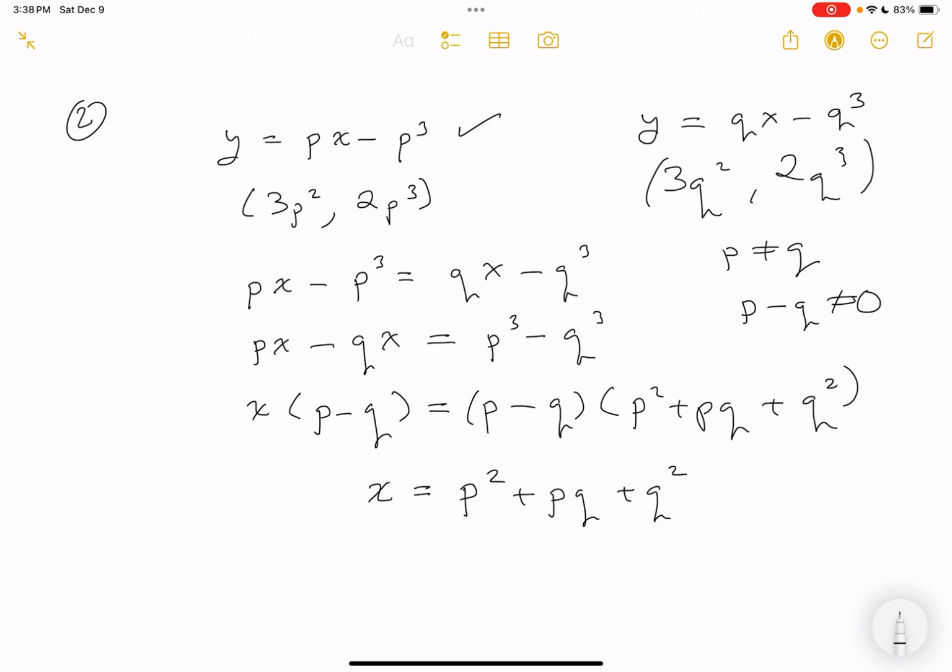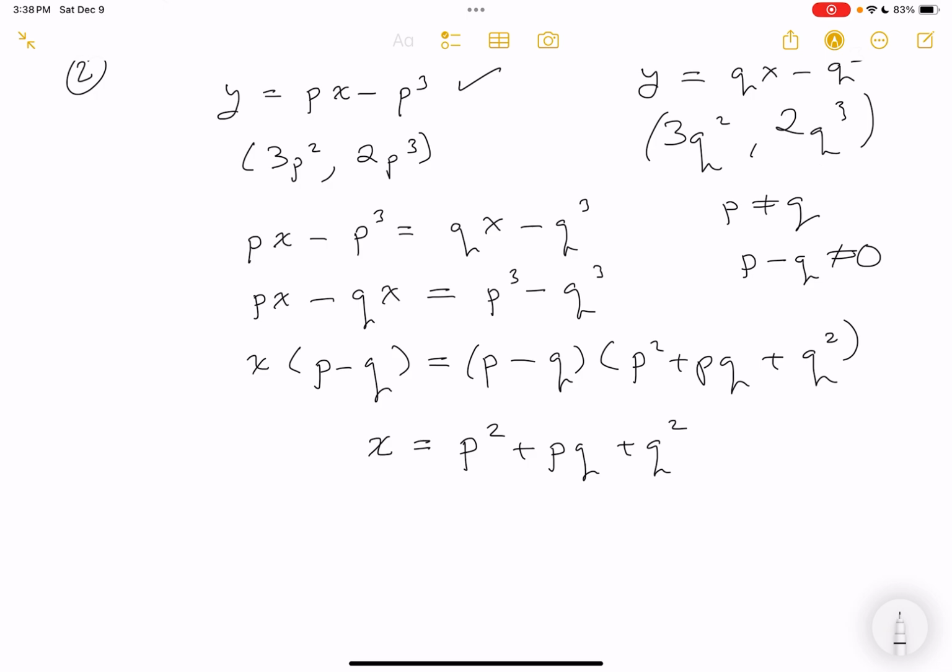All right, now what else do I know? Let's take a look at this now. I want to figure out what the y is in the problem. What's the easiest way for me to do it? I guess what I could do is just plug it in, right? And where would you plug it in? Neither equation is better, so let me just try the first equation, which is p times x. And what's the x going to be? The x is going to be p squared plus pq plus q squared, and then it's going to be minus p cubed.